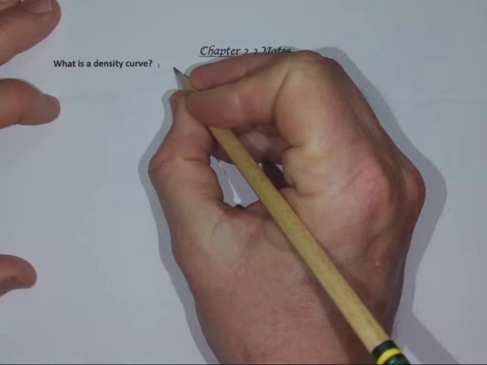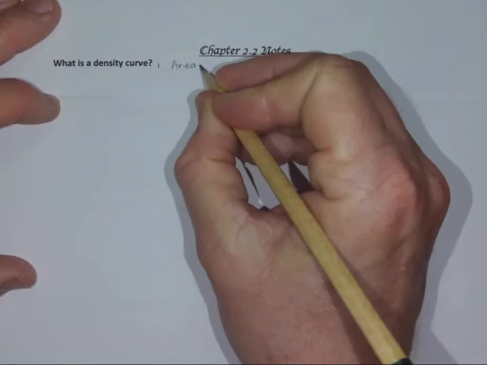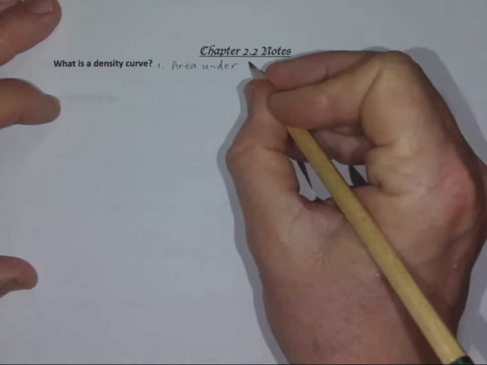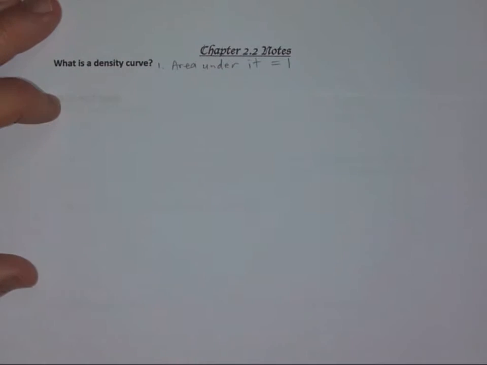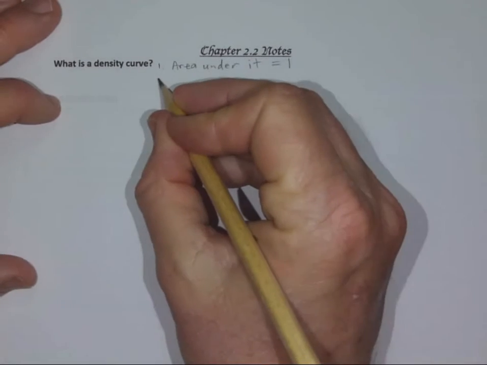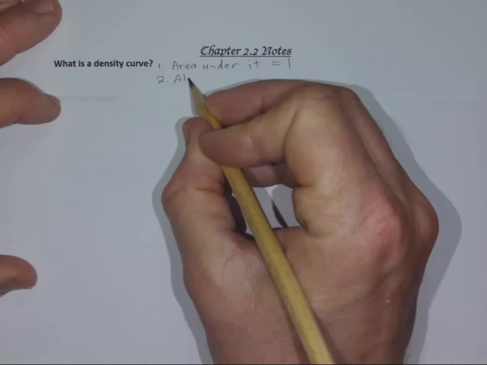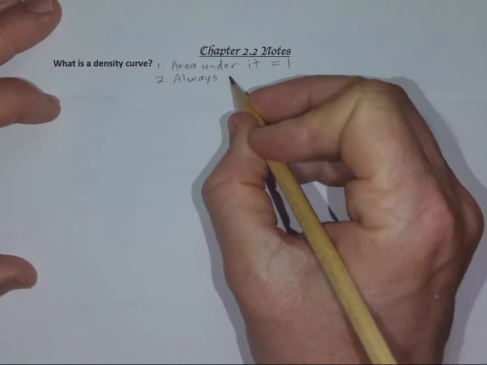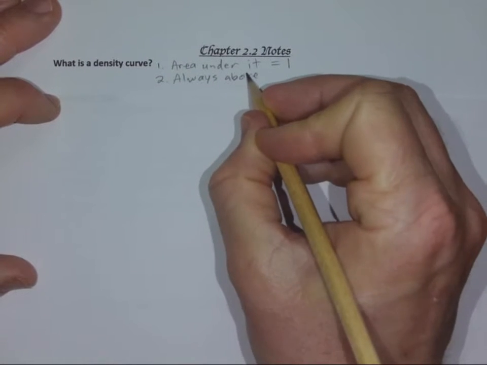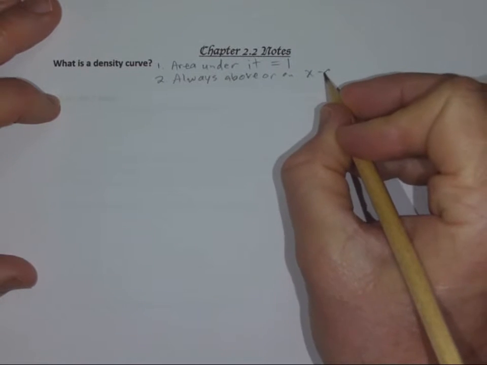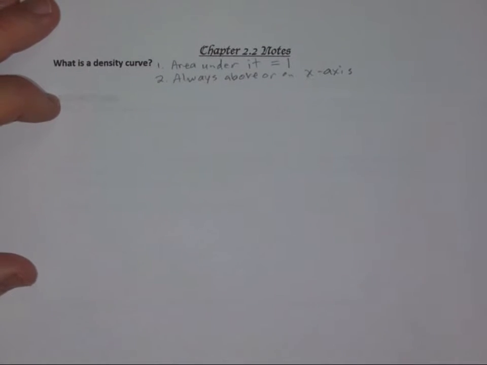Number one, we're going to scale it such that the area under it, or the area between it and the x-axis, is always equal to exactly 1. That makes our calculations a little bit easier. The second property of a density curve is that it's always above or on the x-axis. It never goes below the x-axis. And we use density curves to calculate probabilities, and we can also calculate percentiles and related things.